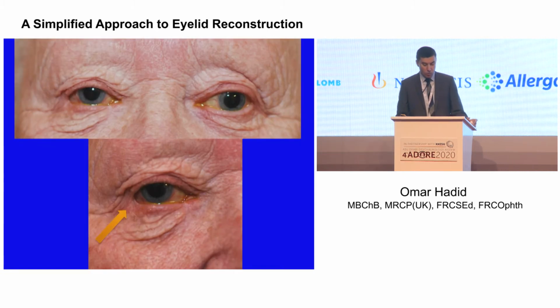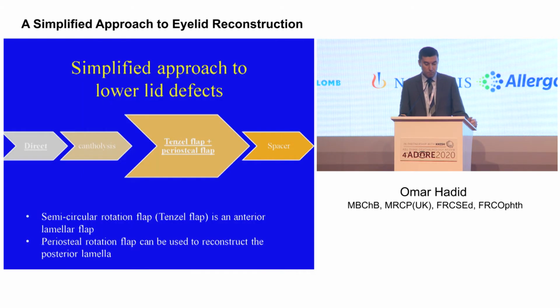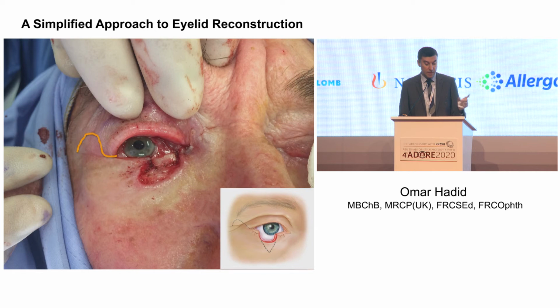Okay, when you do a canthotomy and cantholysis, you may get a little notch laterally. It's not normally of any great cosmetic or functional impact. And if the defect is a little bit bigger, then perhaps you can consider performing a tenzel flap. A tenzel flap is an anterior lamellar flap, so it helps to reconstruct an anterior lamellar defect. It's a semicircular flap that uses the excess tissue, skin in the lateral canthal area, and slides it nasally to cover a defect.